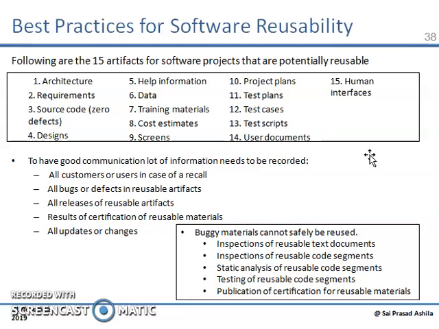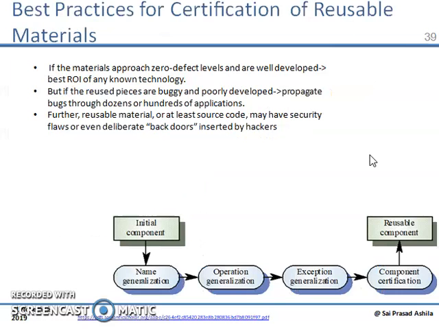But care should be taken that buggy materials cannot be reused, because in this case the best practice would be inspection of the reusable text documents, inspection of the reusable code segments, statistical analysis of how the reusable code can be segmented and used, testing of the reusable code segments, etc. The best practices of certification of reusabilities. And there are a few other things that can be focused on. The materials of zero defect levels are well developed with return on investment on any desired knowledge.